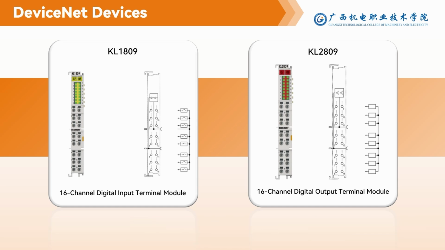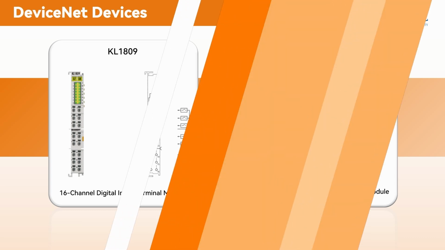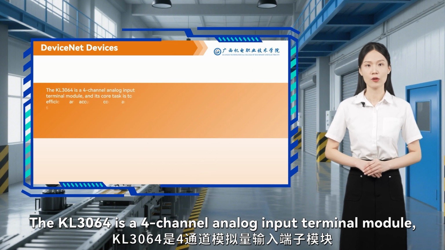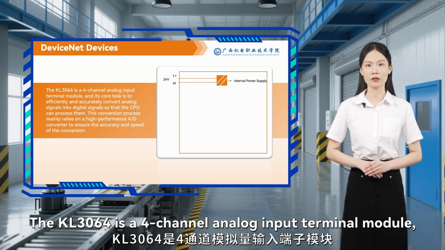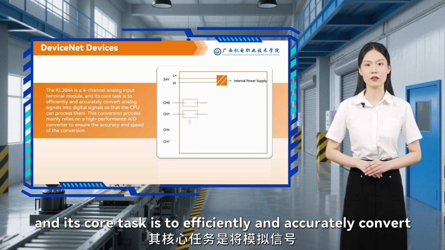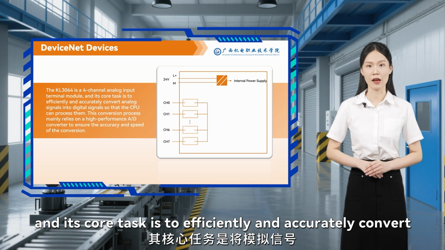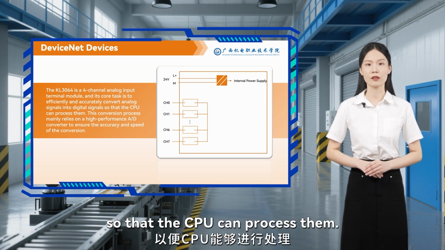Okay, everyone, let's continue to explain the analog input and output models. The KL3064 is a 4-channel analog input terminal model, and its core task is to efficiently and accurately convert analog signals into digital signals so that the CPU can process them.